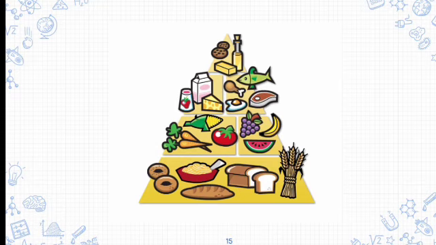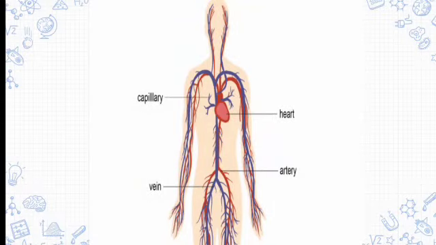Now here I'll show you the diagram of blood vessels, the whole flow of blood in the body from head till toe. The heart is a pumping station. It pumps blood to the whole body. So to keep our heart healthy, we need good exercise and a healthy diet.